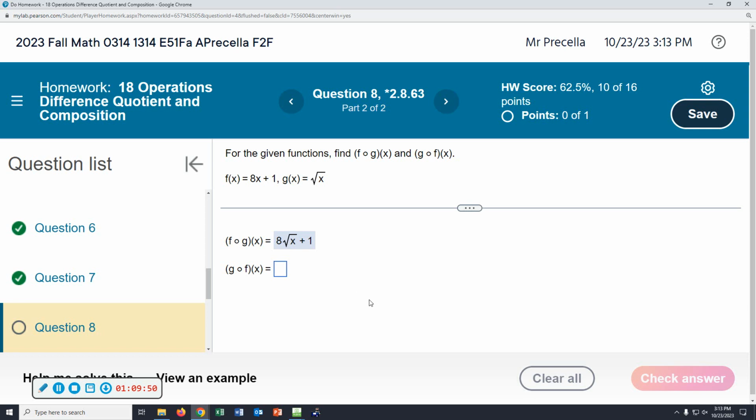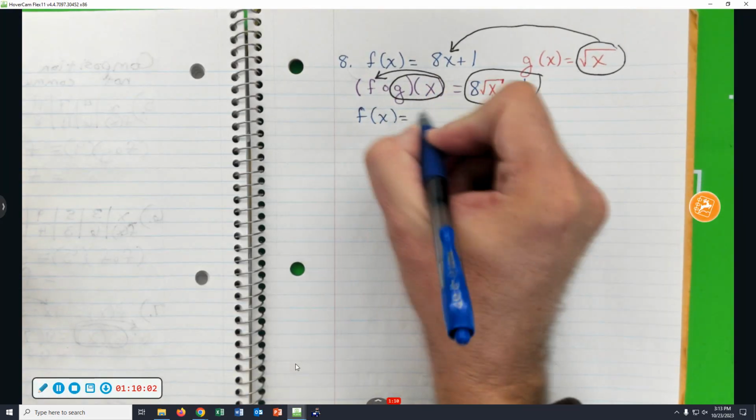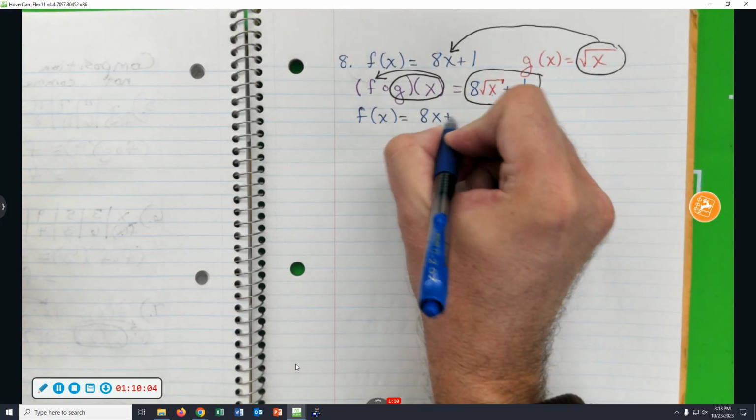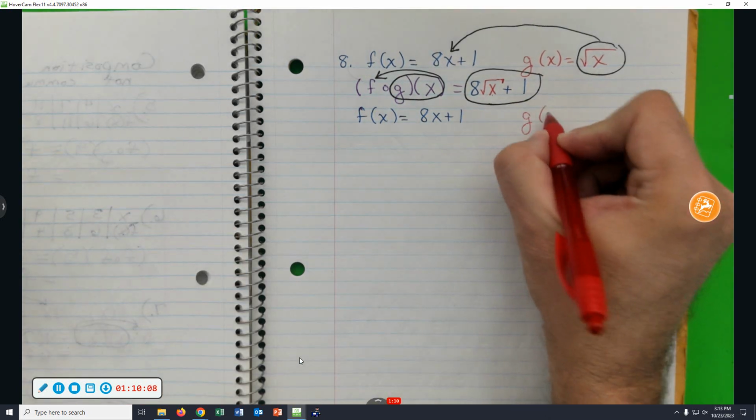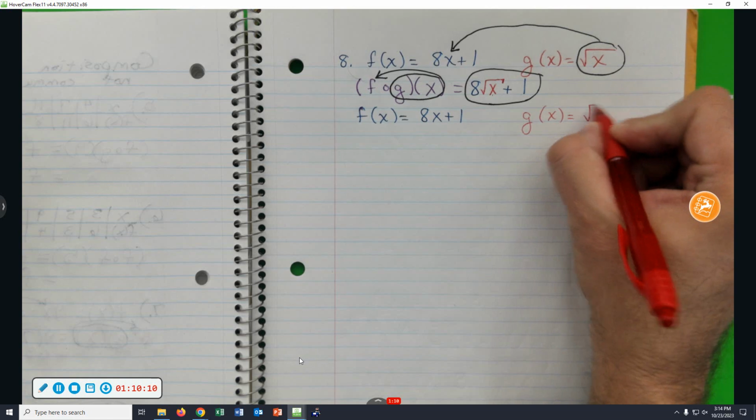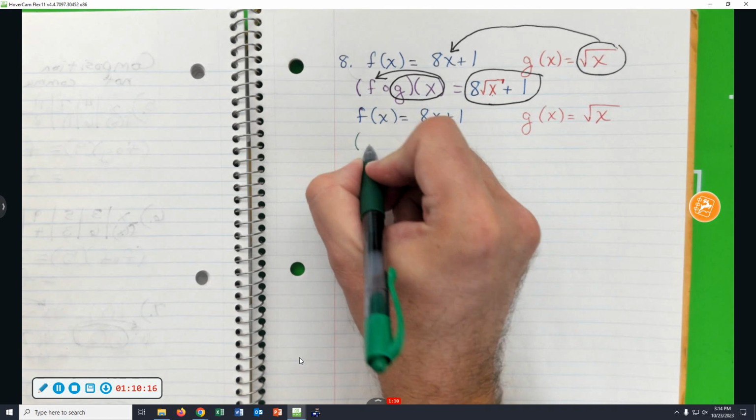Now we're going to go in the other direction. And I'm going to recopy F and G just because I've already messed it up with the arrows. So go ahead and show what I'm writing. F of x is 8x plus 1. G of x is square root of x. Now, we are trying to find golf x.